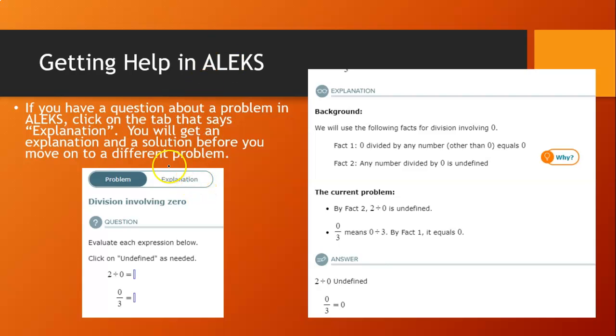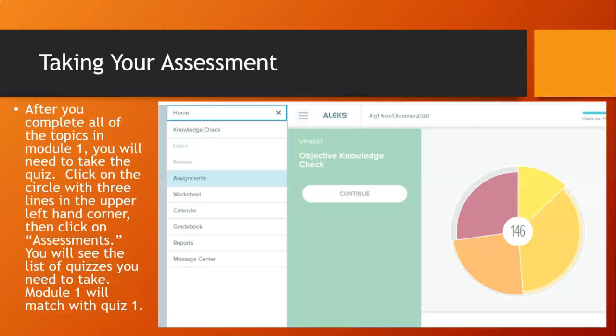So you're going to click right here and you'll get some more information that should be about the same as what I gave you in the video. And you can even click on the why to get more help.